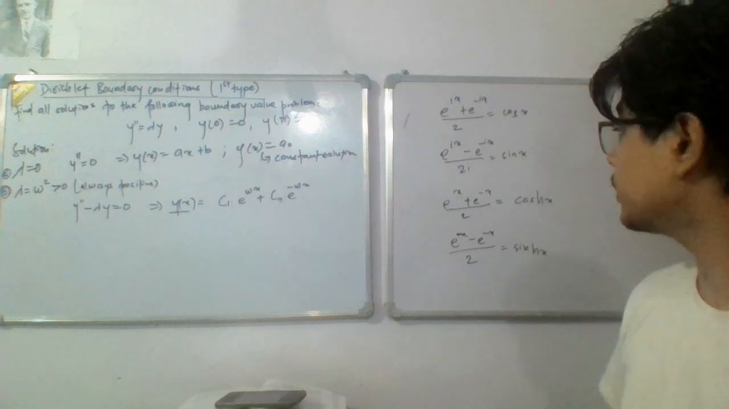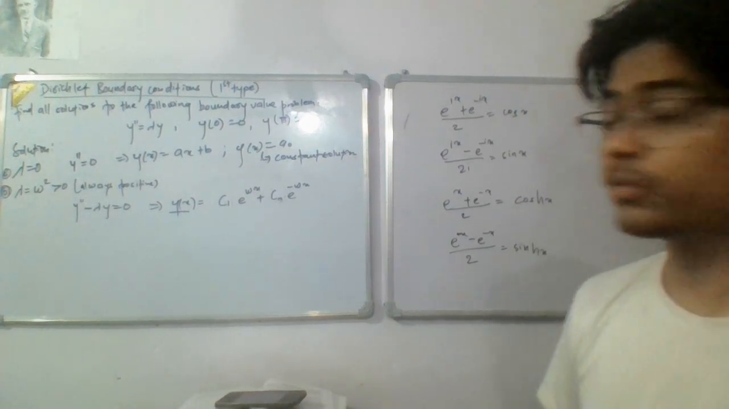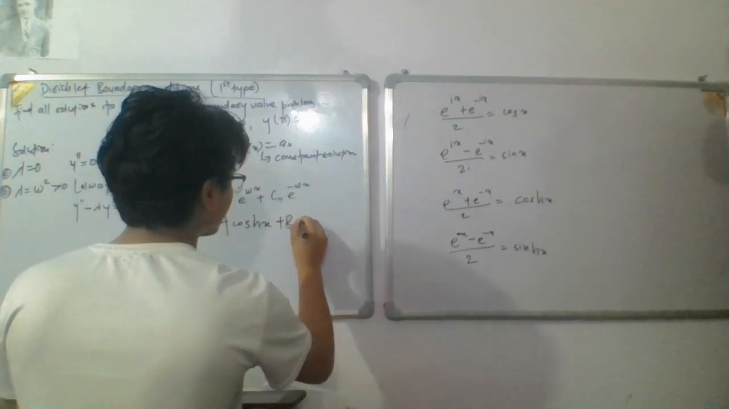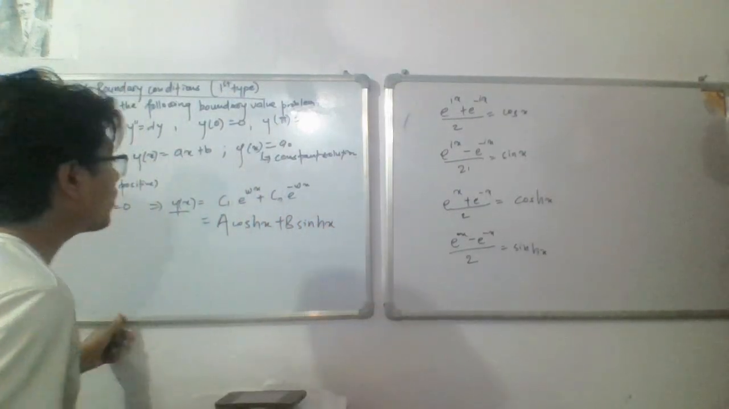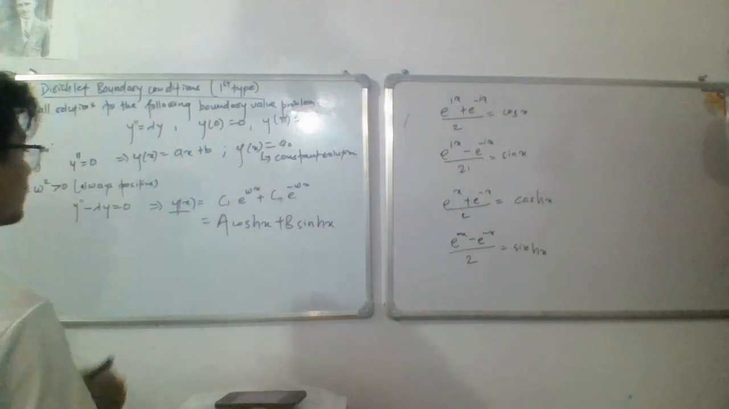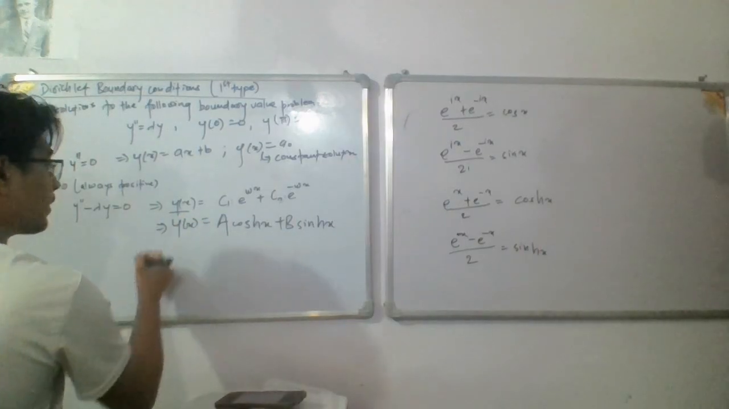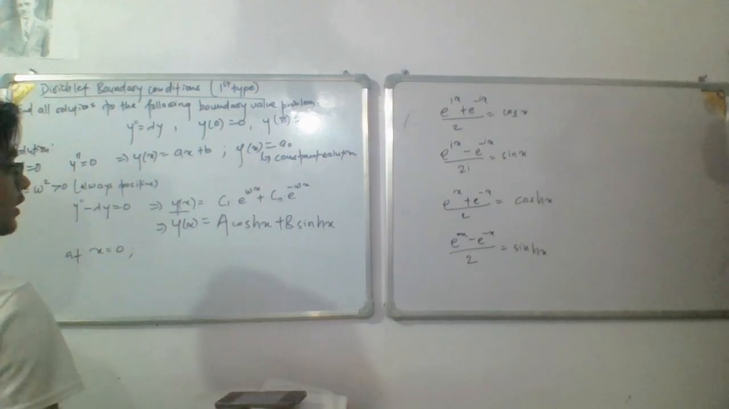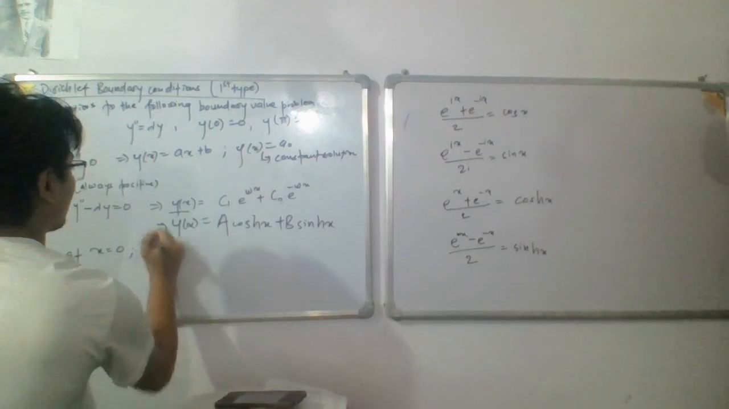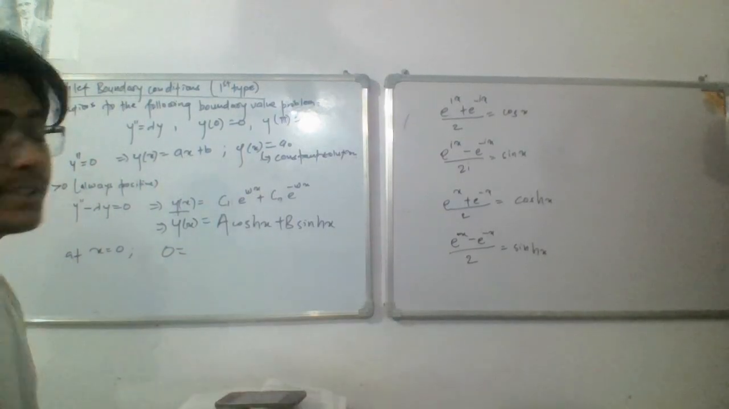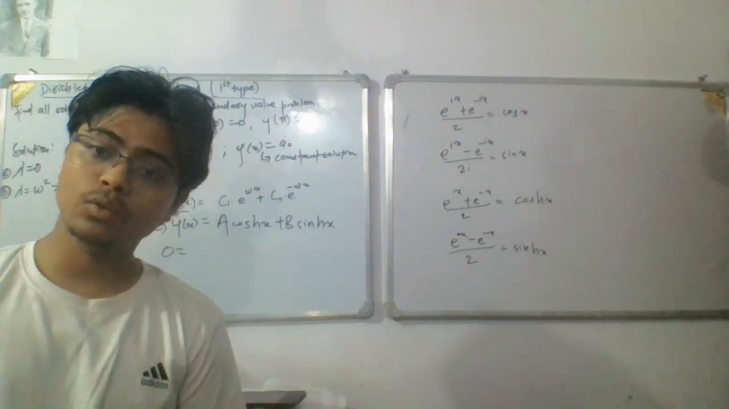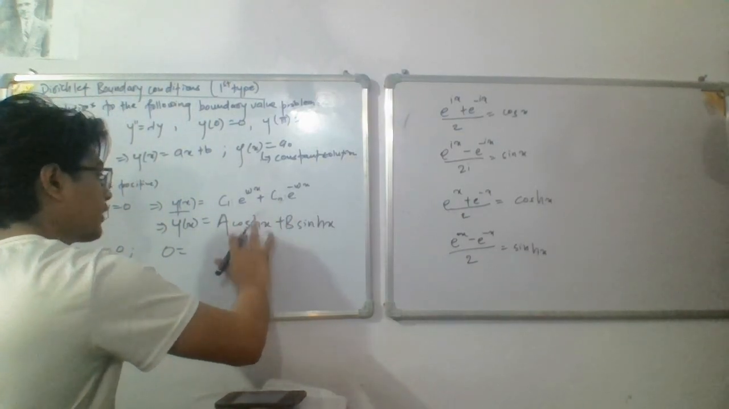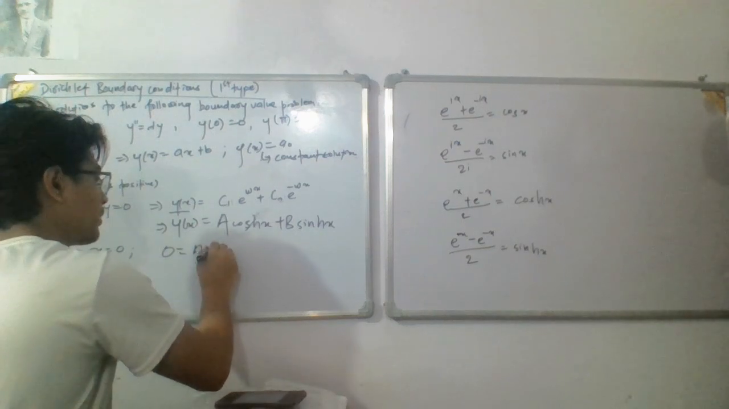Okay, so if we do so, we get the solution y equals a cosh(omega x) plus b sinh(omega x). Now let's use the boundaries. This is the solution. So let x equals 0. At x equals 0, we get 0 equals a times cosh 0, and cosh 0 is 1. Let's write a times 1 plus b times 0.